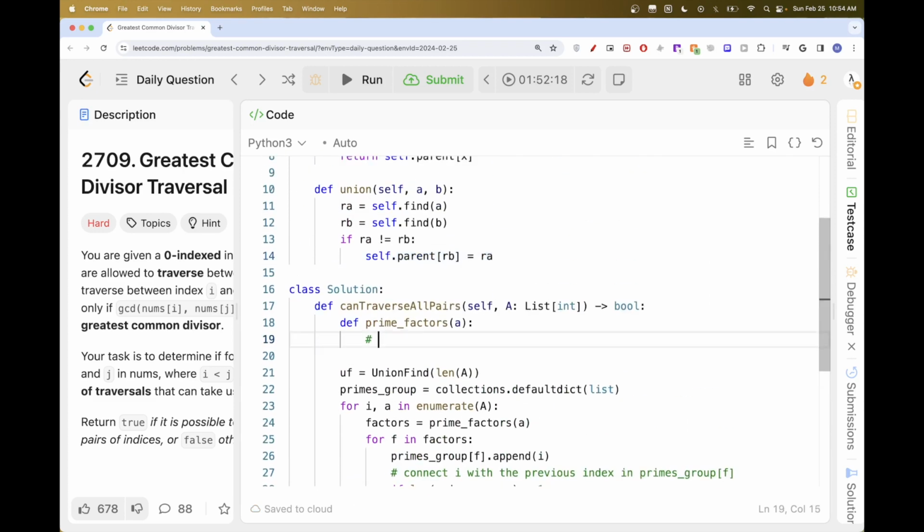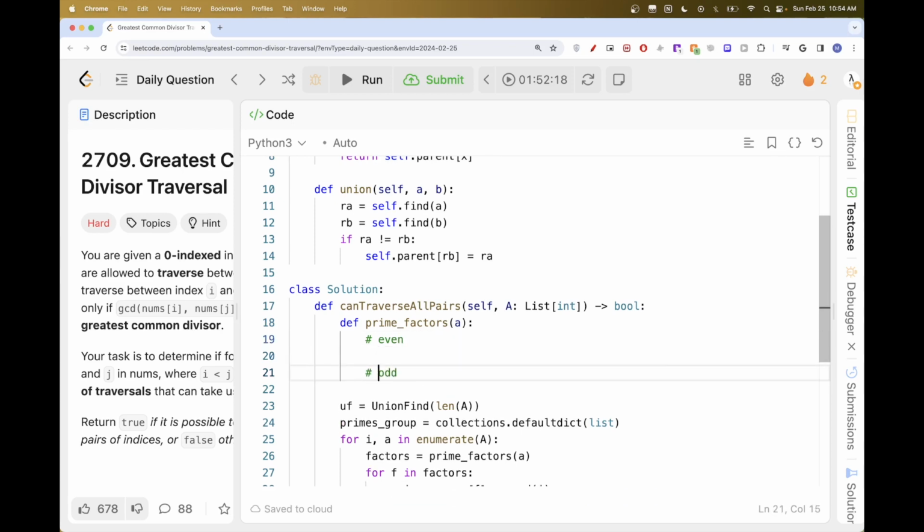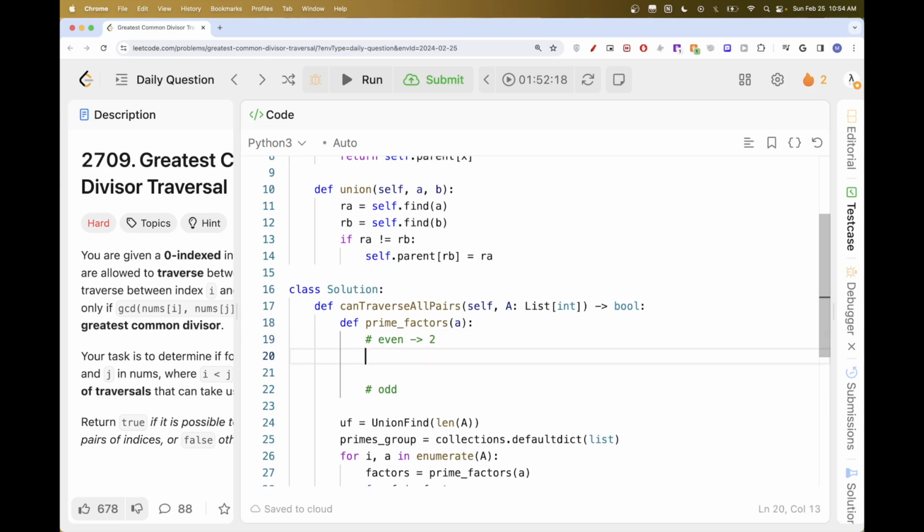So prime factors, let's divide it into even and odd. Do it in two ways. Find the even factors and the odd factors. For the even prime factors, the only possible one is 2, because every other even number can be divided by 2. So the only prime even number is 2.